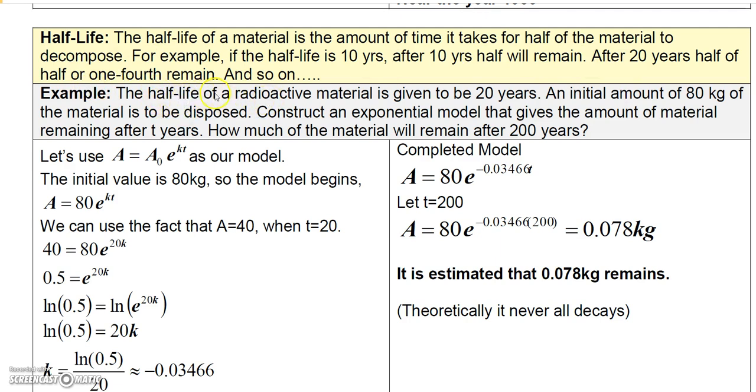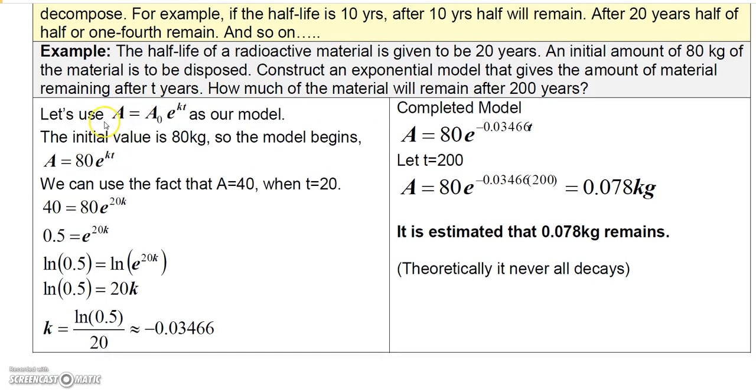So here the half-life of a radioactive material is 20 years, and you have an initial amount of 80 kilograms to be disposed. It says construct an exponential model that gives the amount of material remaining after t years, and how much of the material will remain after 200 years. So we're going to use the exponential model that we've been using, and we're going to plug in 80 since 80 is our initial value.